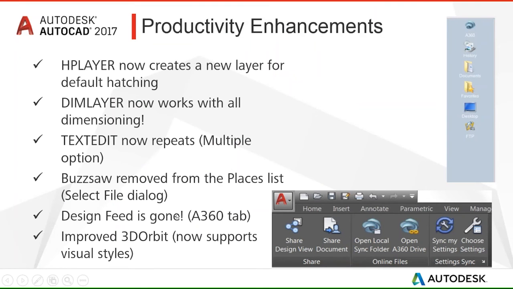I know those are little, but I know there's a few out there who will go, oh yeah, great. But I'm going to not mention them. I showed you text edit, how it defaults to multiple now. And if you take a look at the places list, whenever you go into a command that requests files, on the left-hand side, there's the places list.